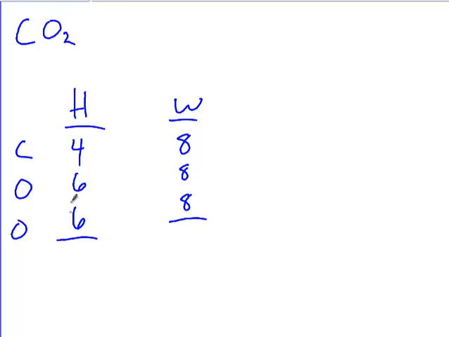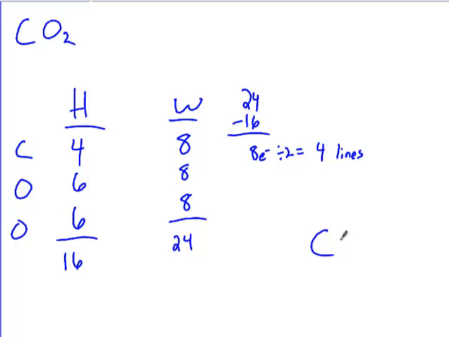So I'm going to add these up. So I've got 12 right here. Plus 4 will give me 16. And then 3 times 8 will give me 24. So I'm going to go 24 minus 16 will give us 8 electrons. I'm going to divide that by 2, and that tells me I've got 4 lines. All right, so let's make a teeter-totter. Carbon's kind of by itself, so that one should go in the middle. And then I'm going to put oxygen here on each side.